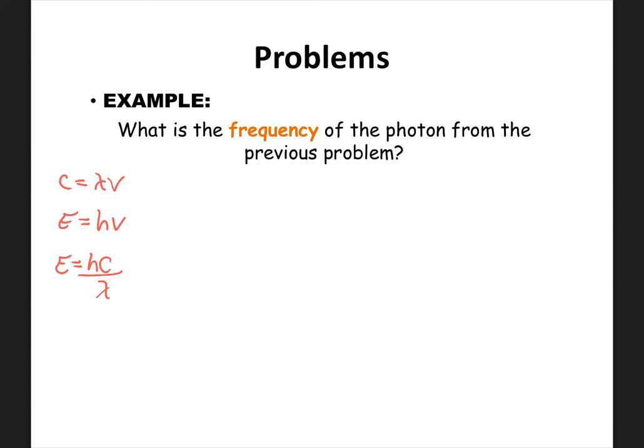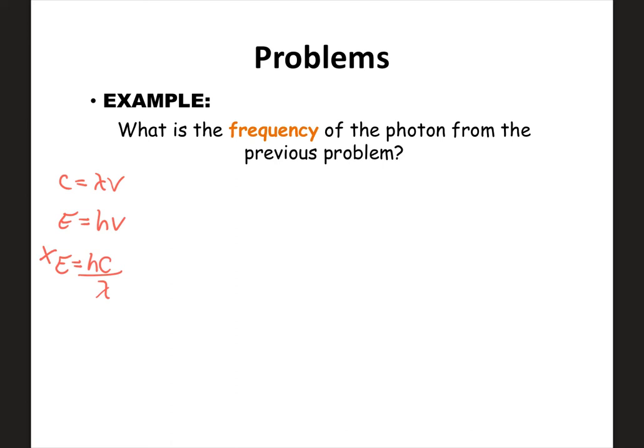So this problem says, what is the frequency? If I'm solving for frequency, I immediately know this third equation can be eliminated because it doesn't have frequency in it. So that equation is gone. Now I have two equations remaining: C equals wavelength times frequency, or E equals hν.